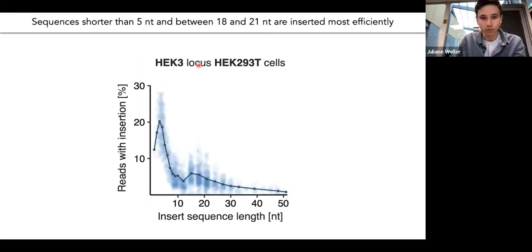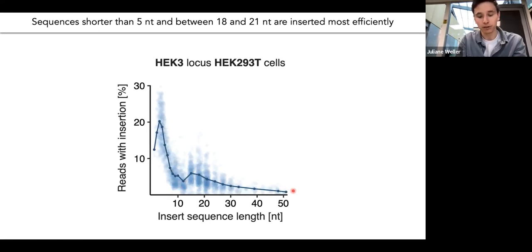And one feature I'd like to show you is the length of the insert sequence. So you can see here, every dot again represents the editing rate of one insert sequence. And you can see that short sequences are made efficiently. Then there's this drop in insertion rate at around 14 nucleotides. It goes up a bit again, and then it flattens out and gets lower for the longer sequences.